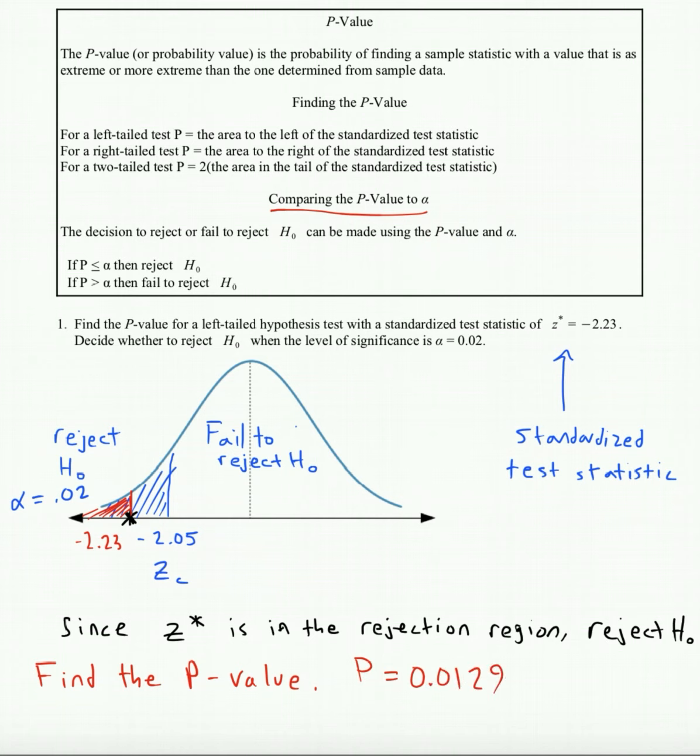We can now make our decision about the test using the p-value and comparing it to alpha. So if p is less than or equal to alpha, then we'll reject H0. If p is greater than alpha, we'll fail to reject. In our case, since p is less than alpha, we'll reject H0.